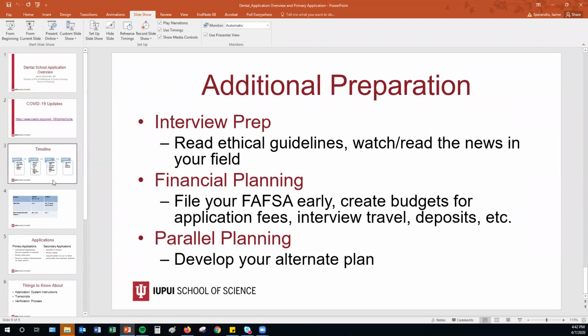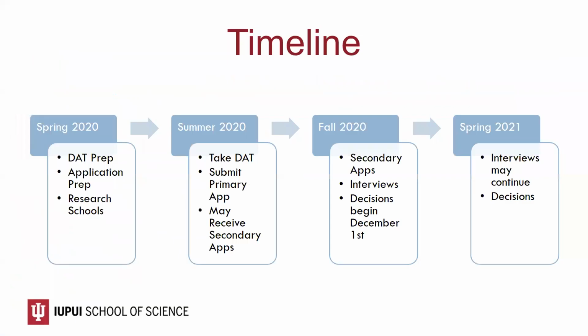So let's go back to the timeline. As we move into the summer, you'll want to take your DAT. So in an ideal timeline, we suggest that students take the DAT between the middle of May and the middle of June. Part of the reason for this is that your DAT score will take approximately 7 weeks to be officially released to schools and attached to your application.